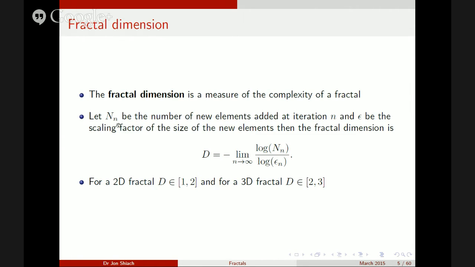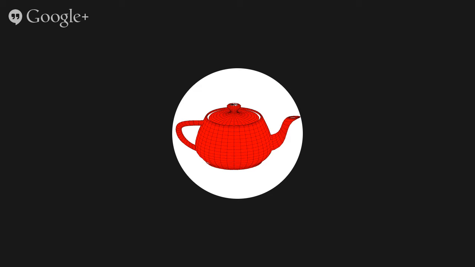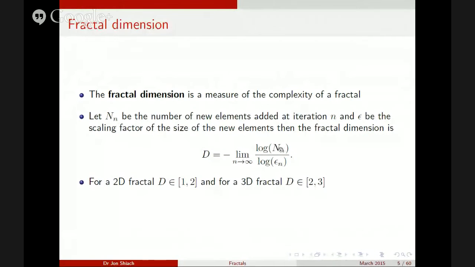So what we've got here is big N, the number of new elements which have been added at iteration little n, and epsilon is the scaling factor. So how much bigger or smaller are our new elements compared to what was already there? We can define a fractal dimension in terms of a limit, as n, our iterations, gets very large: what is the ratio of the log of the number of new elements divided by the log of the scaling factor?